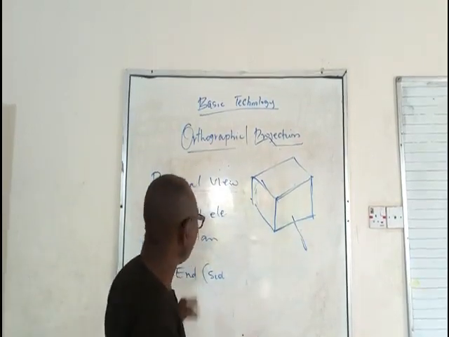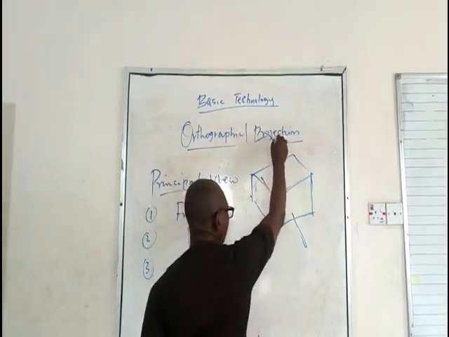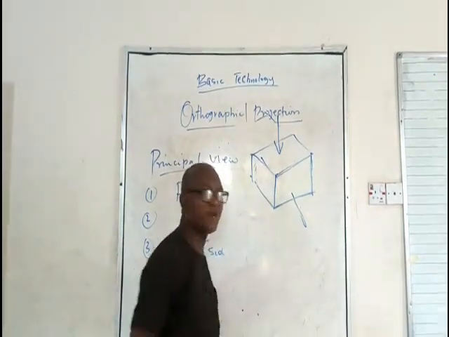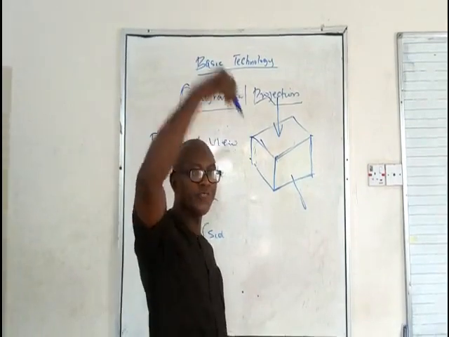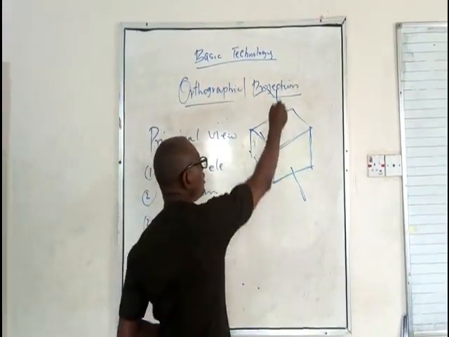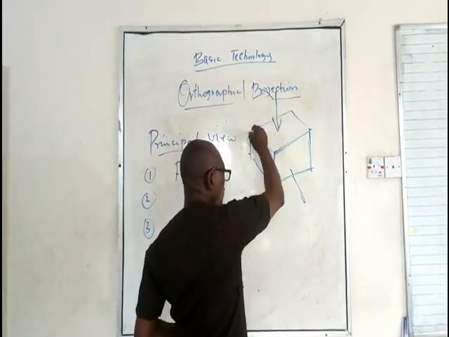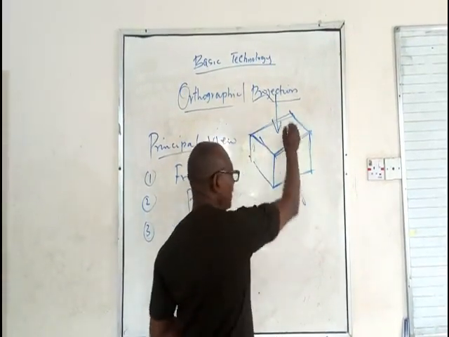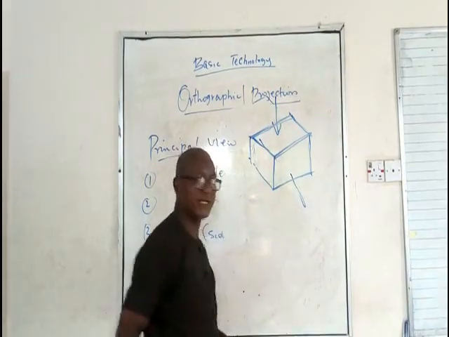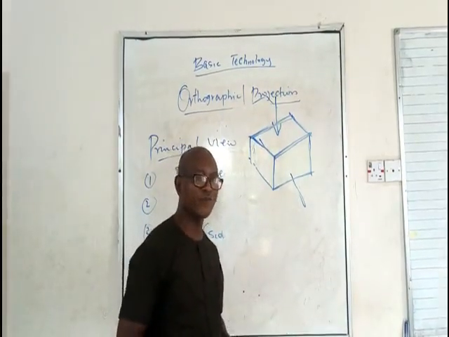And then the plan itself. The plan is when you view an object from above. You look down. If you view from up down, you see this line, this line, this line, and then this line. That we call the plan. It's just like the plan of a building.